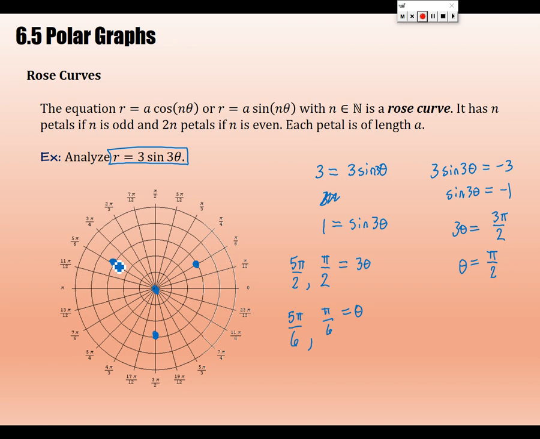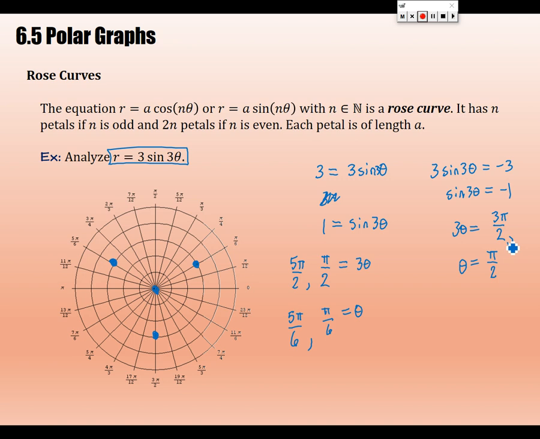Again, check us on this. Plug in 5 pi over 6 and just verify that it does in fact give you a value for r of 3. All right, and then when we get to pi, we get 0 again. When we go to 7 pi over 6 is another interesting spot. What do we get for 7 pi over 6? You can plug it in. We can find it over here too.